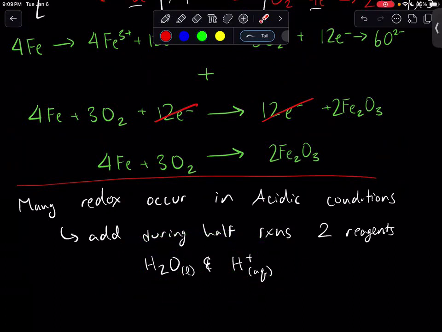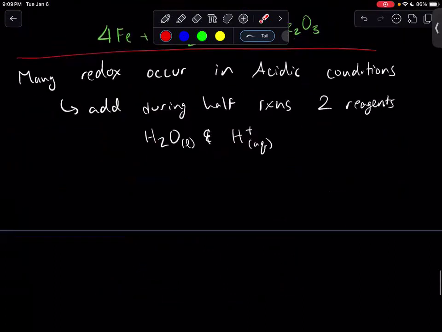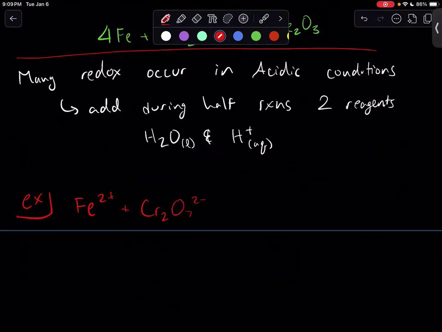So why do we even need that? Well, let's do one final example for today. And this will be an example of an acidic condition. So we're going to look at Fe2+ and dichromate, Cr2O7 2-, reacting to form Fe3+ and chromium 3+ ion. And we're going to say this is, once again, acidic conditions.